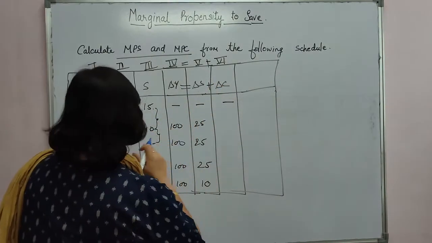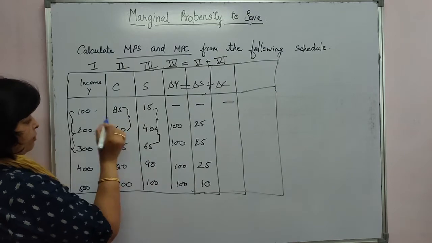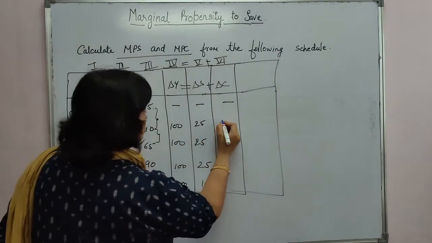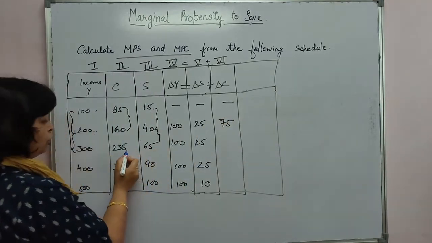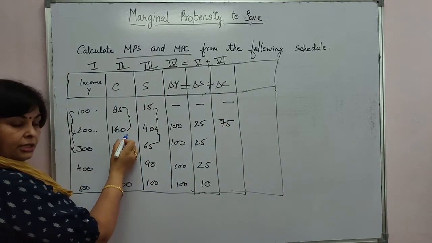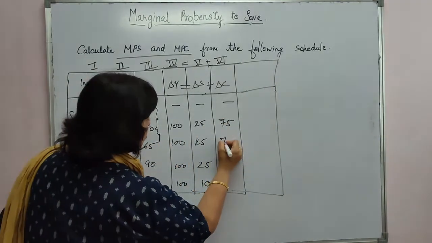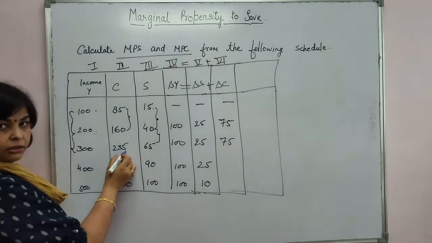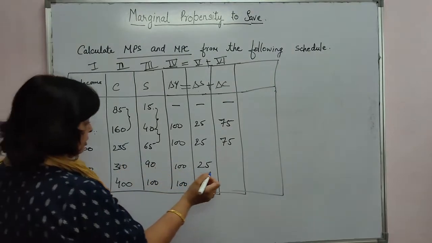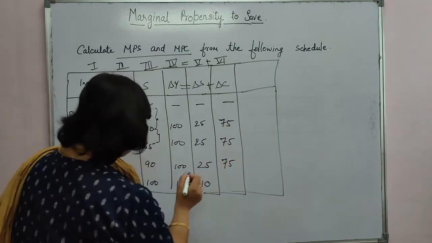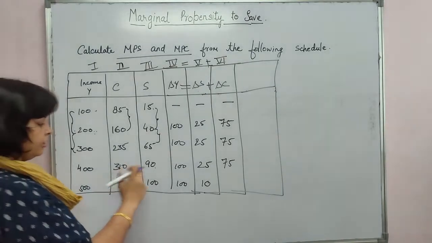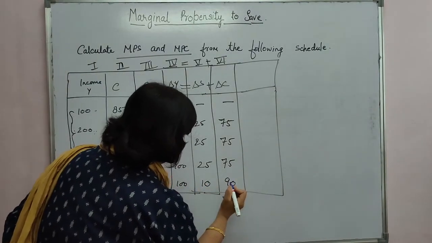Now we will see 160 minus 85. So 160 minus 85 is equal to 75. 235 minus 160 is equal to 75. 310 minus 235 is equal to 75. 400 minus 310 is equal to 90.